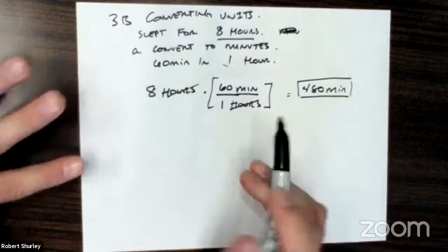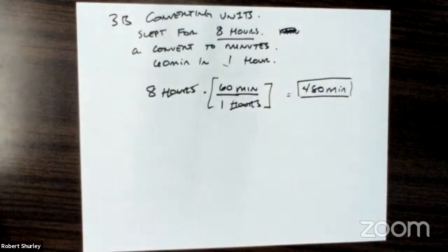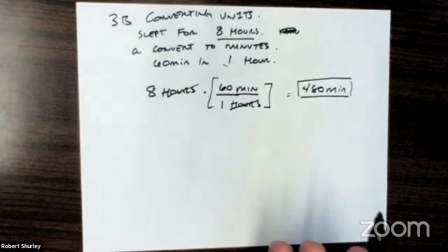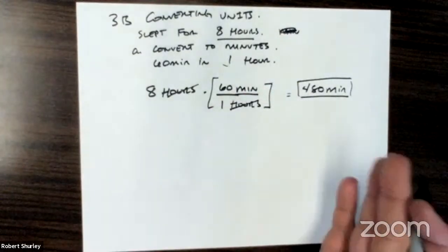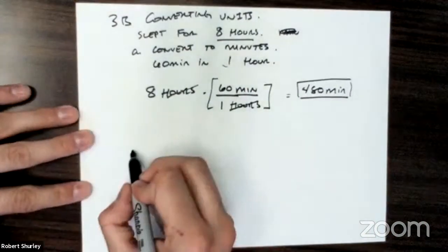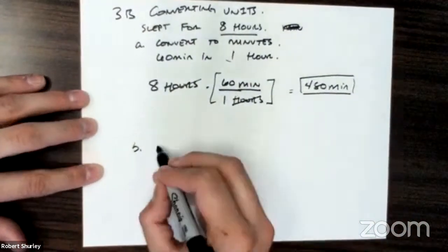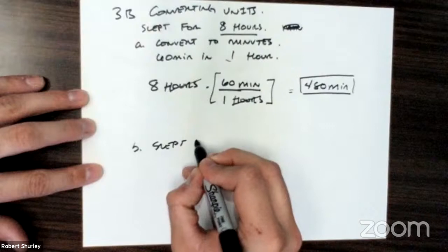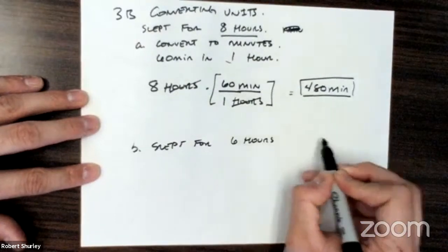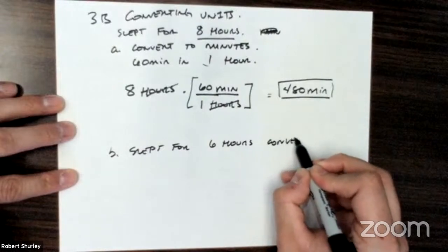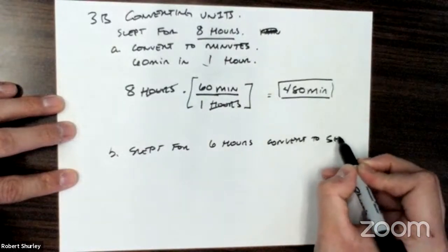Questions? I'm going to do a few more examples of these, so hopefully they get a little easier. It's not that there's going to be one in the homework that asks you just to convert units, but you're going to use unit conversion in the homework. So let's do part B. I'm going to do a different example. Let's say we slept for 6 hours, and I want to convert that to seconds.